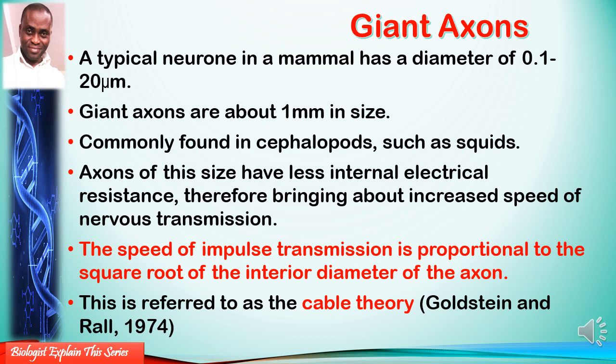And then, of course, giant axons were discovered in these organisms called squids. Squids are aquatic cephalopods, and so you see them, they've got these giant axons. And then the question is, how do giant axons increase the speed of impulse transmission?